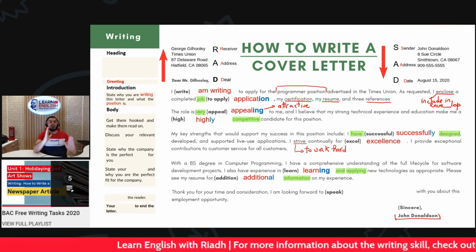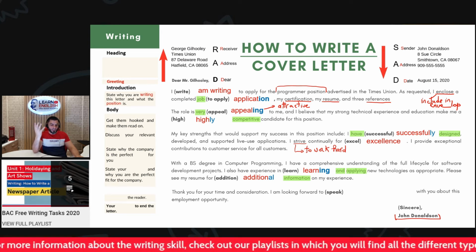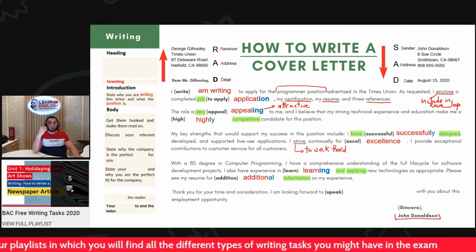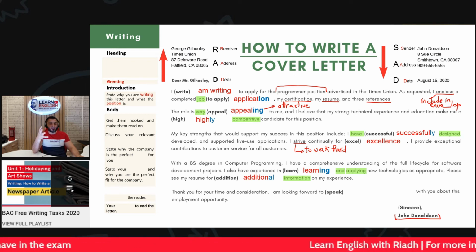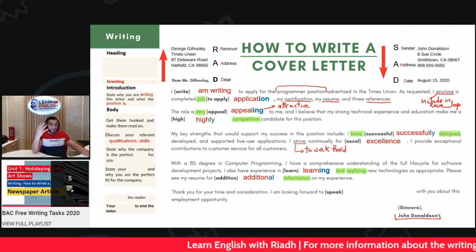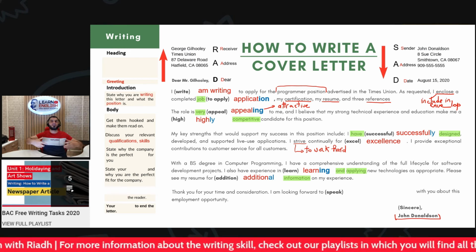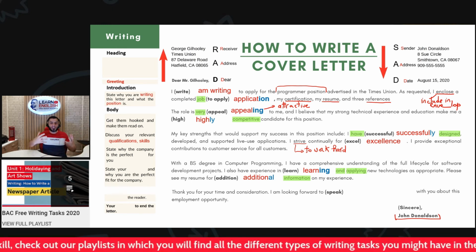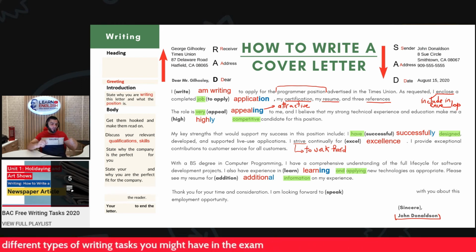So this is the body of the cover letter, or the letter of application. So what have we mentioned here? First, get the reader hooked and make them more interested in learning about you and your experience. So how can we do that? We should discuss and mention our relevant qualifications and skills. In other words, you have to sell yourself, show your competencies, your experiences and your skills in this position. So this is very important.